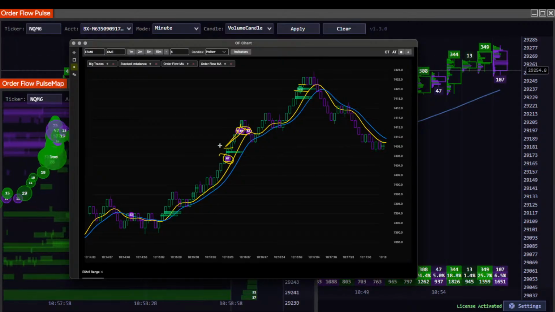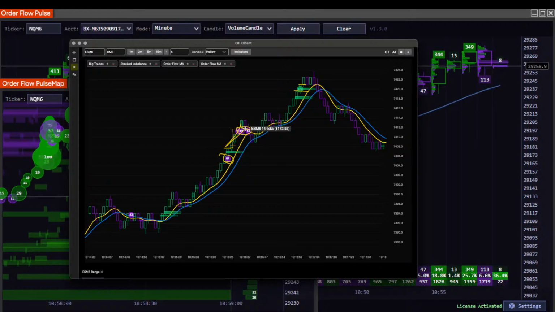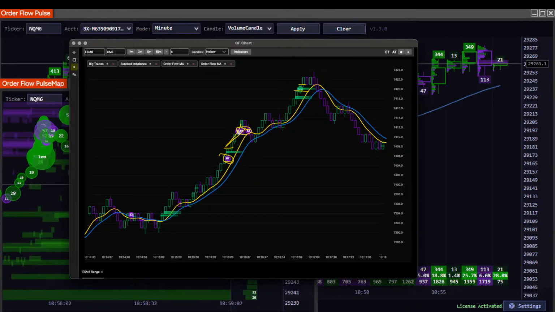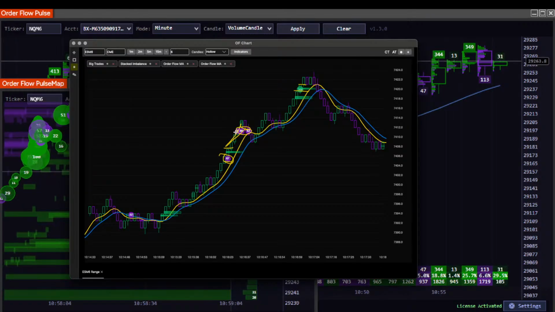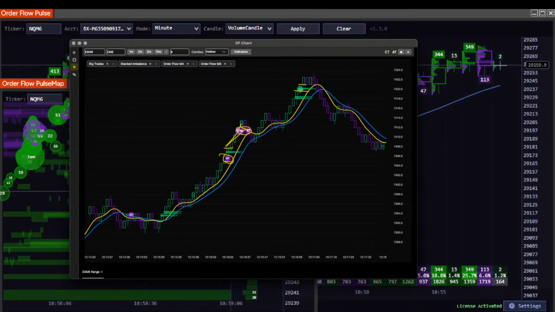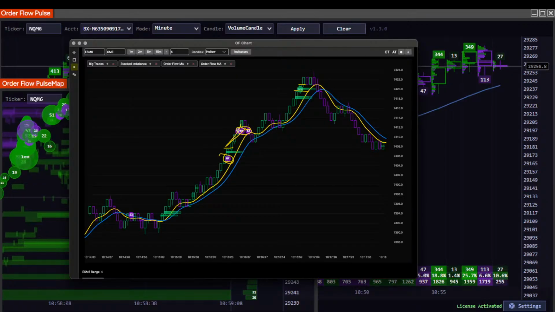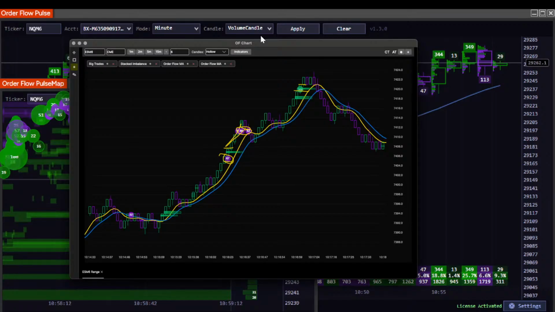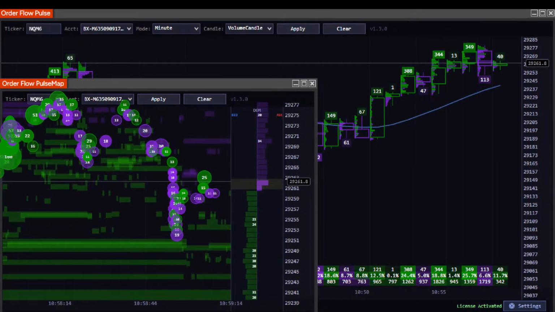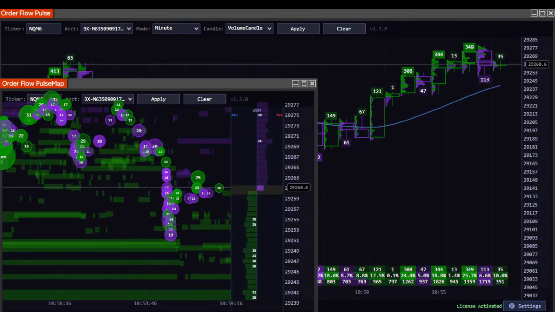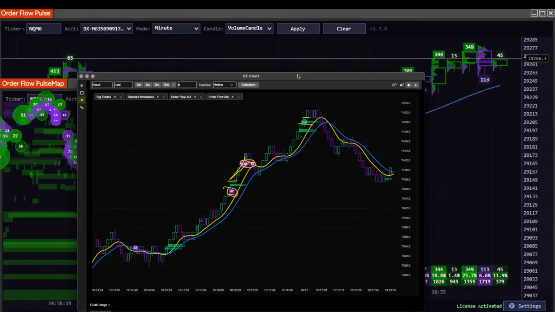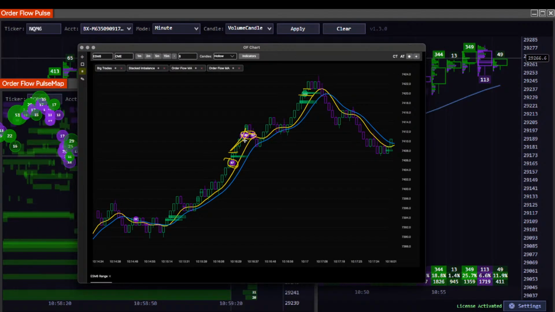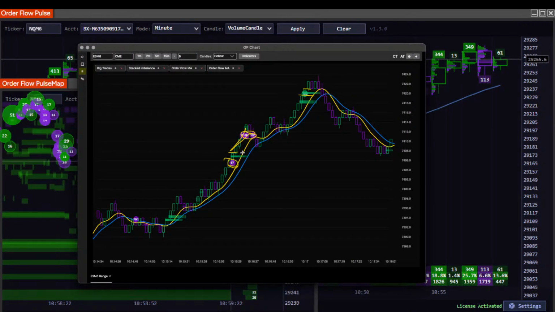That right there is a trade that can roughly net you about 150, $175. Okay, $150 on two minis. That's like $300 in a matter of what, seconds? In a matter of like 10 seconds. Okay, within a matter of 10 seconds, boom, it goes up.